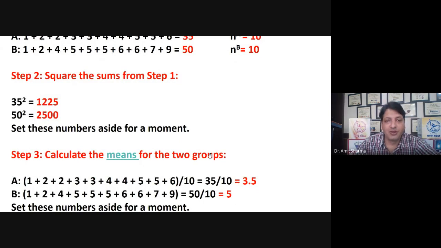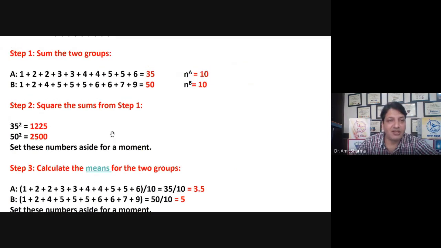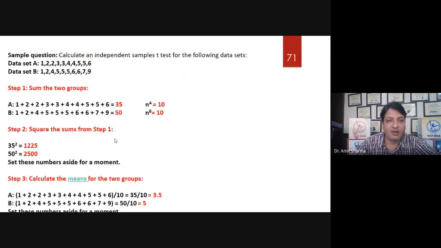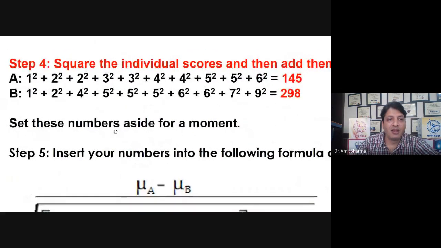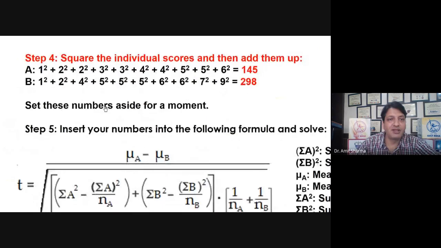Clear? So after getting all these things, we have to follow a fourth step, which is the last step. We have to find the square of each individual score.